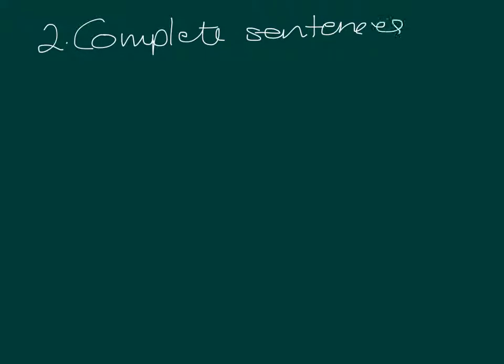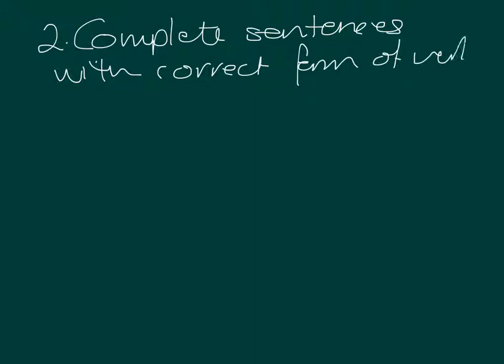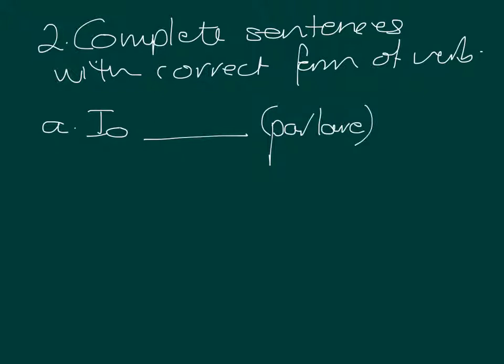something like question 2, complete the sentences with the correct form of the verb. So number A would be io parlare italiano. So what are you going to put in the space? Parlo. All right? You might get that. So you're going to get a whole heap of those.